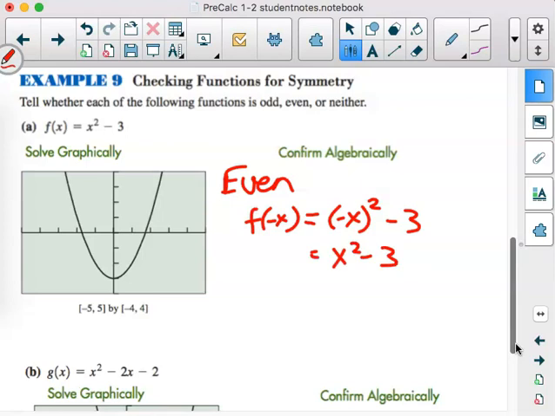And then we look at it, and we say, all right, I put a negative in there. Oh, look, I got the exact same thing I started with. So f of negative x equals f of x. That's what even is. So we've confirmed algebraically. Now most of the time this is backwards because on the test we're going to want to show this algebraically, and then maybe you'll plop it into your graphing calculator just to make sure that you got it.